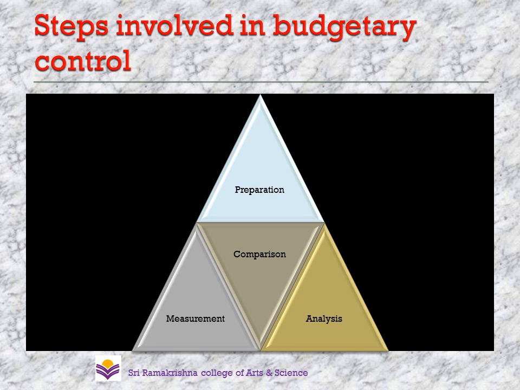So the various steps involved in budgetary control are: the first step is preparation of various budgets. The second step is continuous comparison of actual performance with budgetary performance. The third step is revision of budget, which includes both the measurement and the analysis.